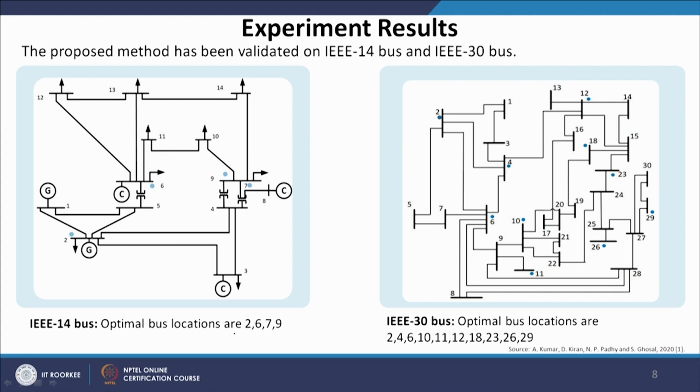And it has been identified that the optimal locations of PMUs are found to be 2, 6, 7, 9 in case of the 14 bus system, and it is going to be 2, 4, 6, 10, 11, 12, 18, 23, 26, 29 that are considered to be the locations for the PMUs in a 30 bus system. So, instead of placing 30 PMUs, now we restricted ourselves to actually 10 of them, and instead of 14 we restricted ourselves to 4 of them, based on the previous algorithm which has been presented before you.